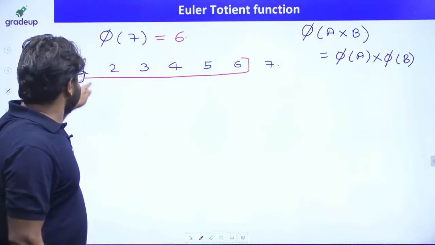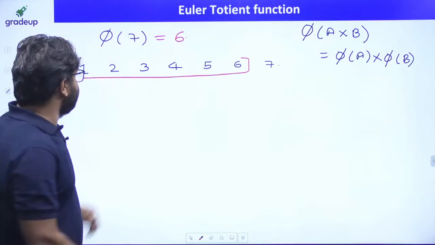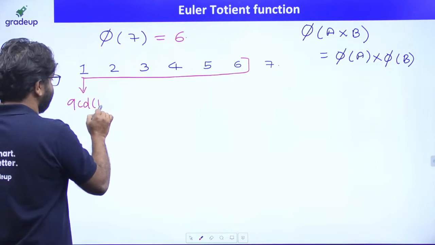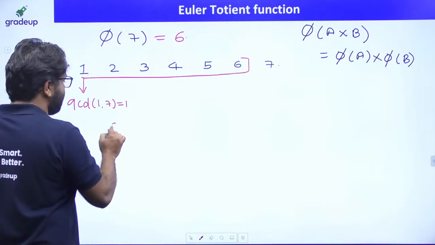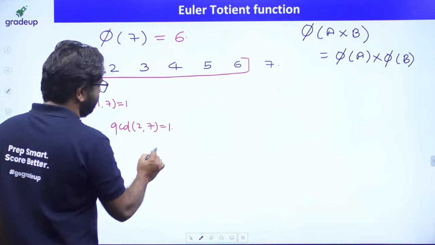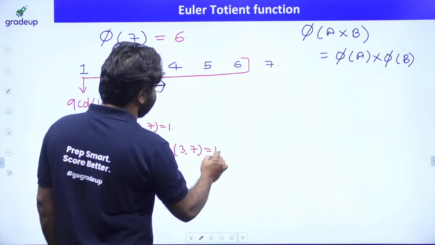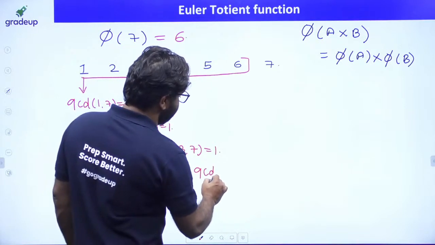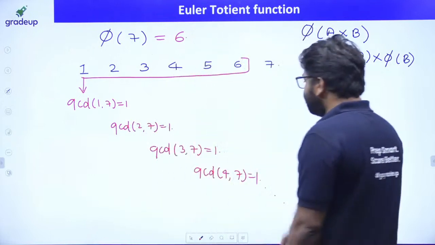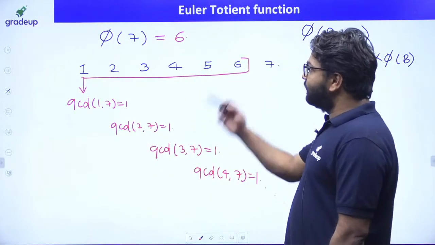As you can verify, GCD of 1 and 7, you will get 1. GCD of 2 and 7, you will get 1. Now the third one, GCD of 3 and 7, again you will get 1. Now GCD of 4 and 7, again you will get 1. So what is my point? In this way we can have all the elements.